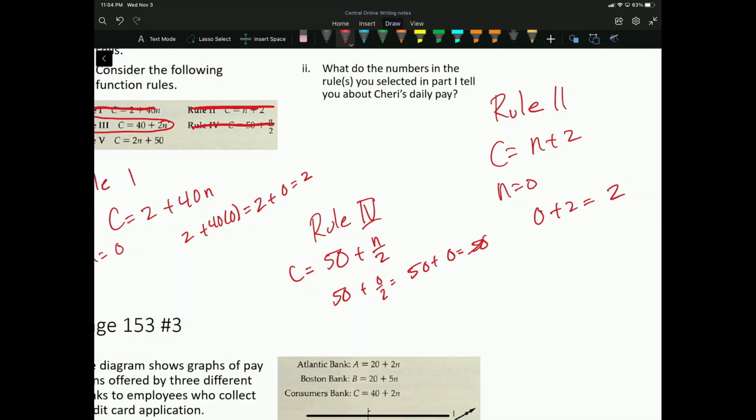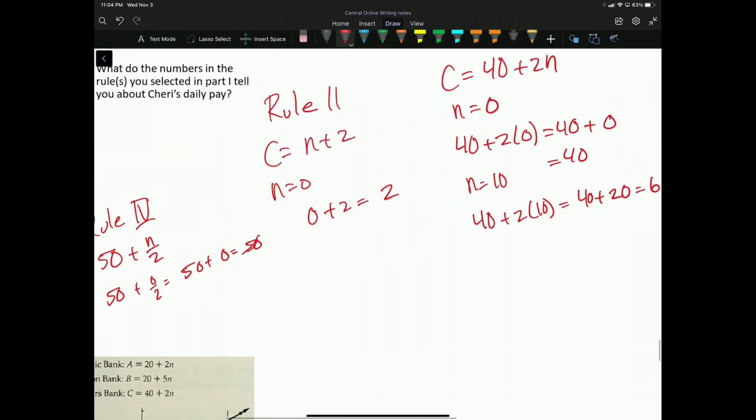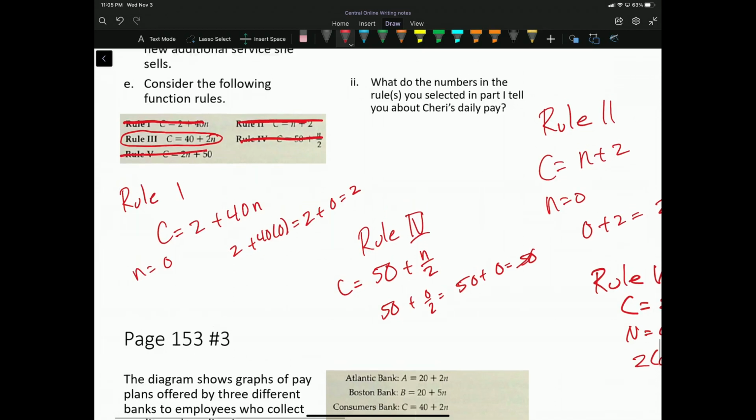Let's check the last one. C equals 2n plus 50. So when n is equal to 0, we'll have 2 times 0 plus 50. So it's going to be 0 plus 50, or 50. That, again, doesn't work. Cross that out, right?